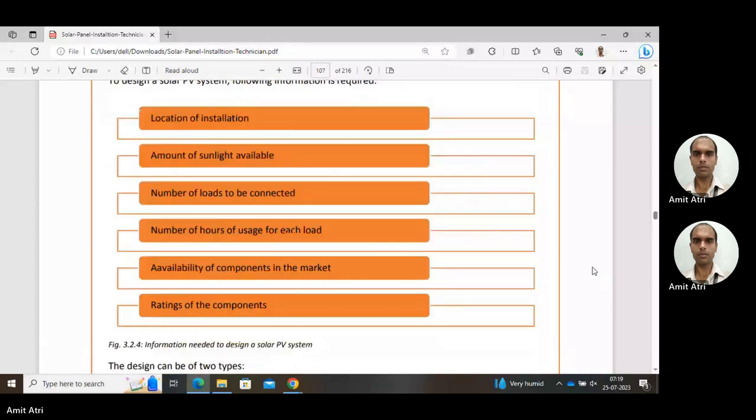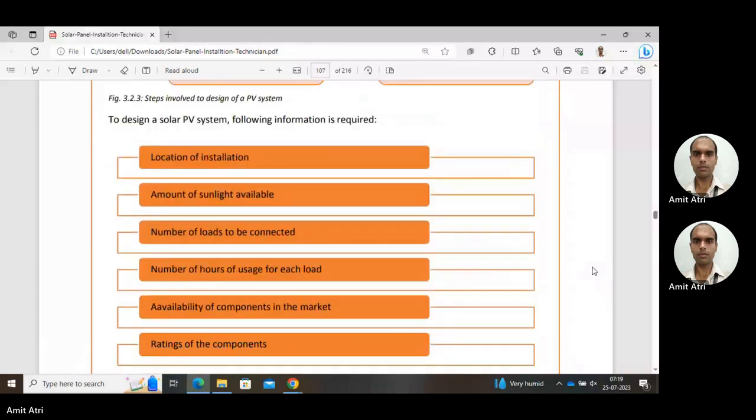So the following information is required to design a solar PV system. First one is the location of installation. We should have complete information about the location where we have to install the system. Next is the amount of sunlight available. So how much sunlight is available there? That determines how much electricity we will be getting. If it is high, we can also install a larger sized system, larger PV panels. But what if it is not getting sufficient sunlight?